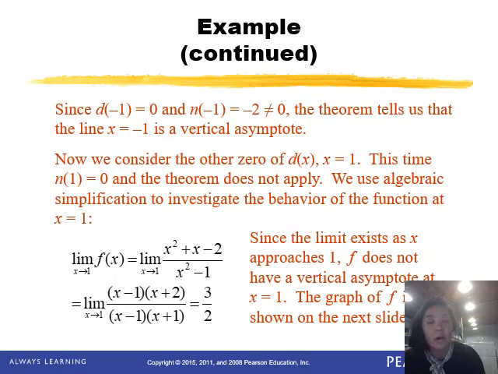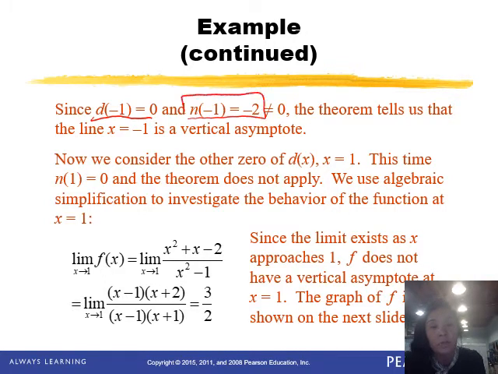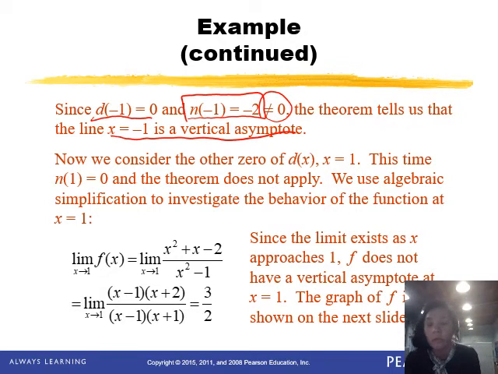Okay, so since the denominator as x approaches negative 1 is equal to 0, and that's this information right here, and the numerator at x equals negative 1 is equal to negative 2, it is not equal to 0. Our theorem tells us that x equals negative 1 is a vertical asymptote. So that was simple. You just have to use the property and it can tell you what your asymptote is.